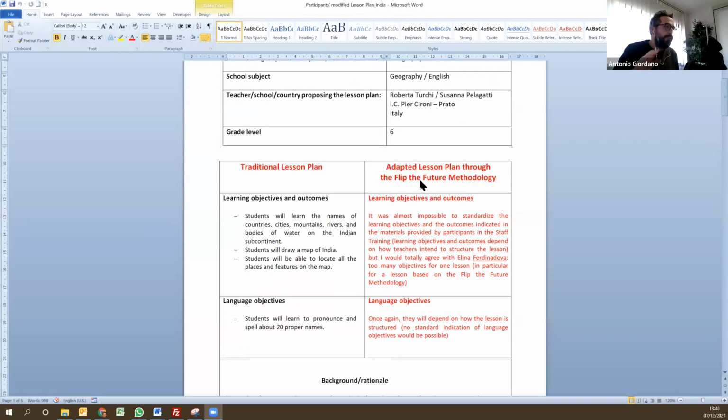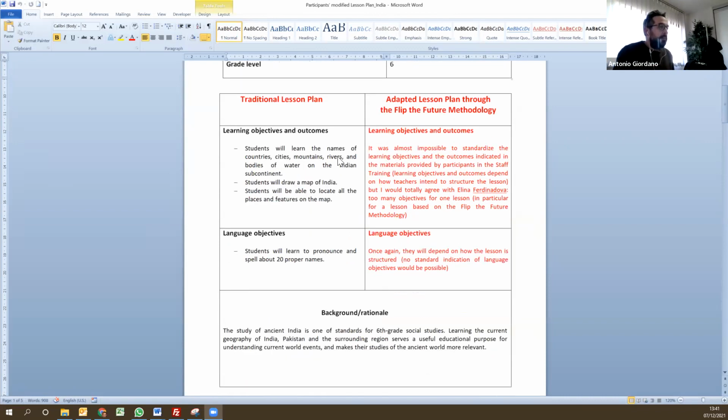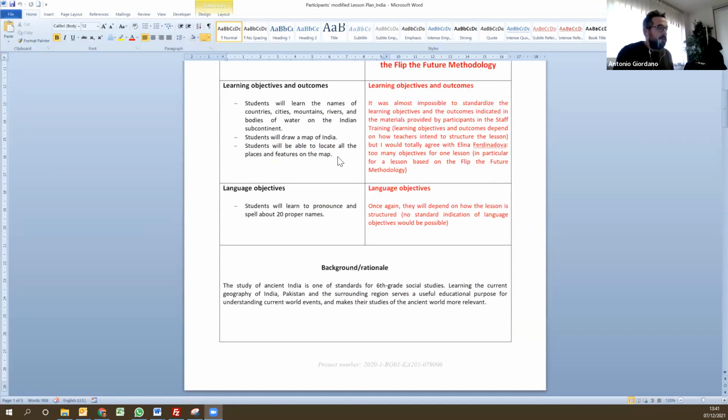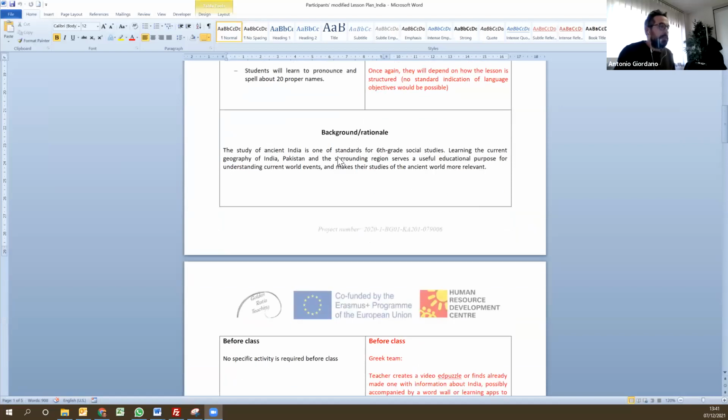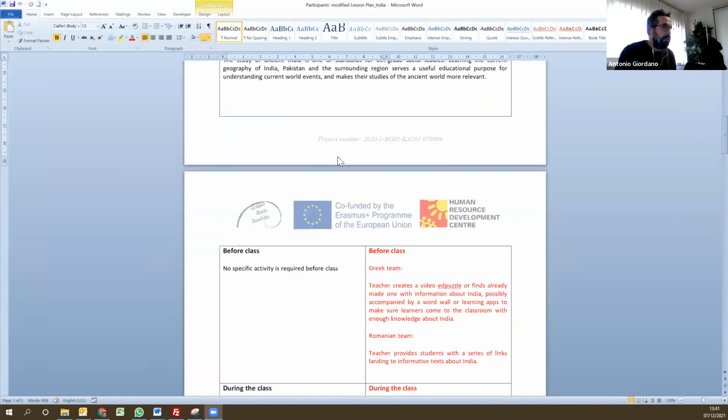About the language objectives, I'm speaking again about the right side of the documents. They will depend on how the lesson is structured, because no standard indication of language objectives would be possible, because again, I received several inputs about language objectives. I would say that they depend on how teachers want to define and deal with the topic to be discussed. I didn't modify anything about the background, but let's go to the most interesting parts of these documents.